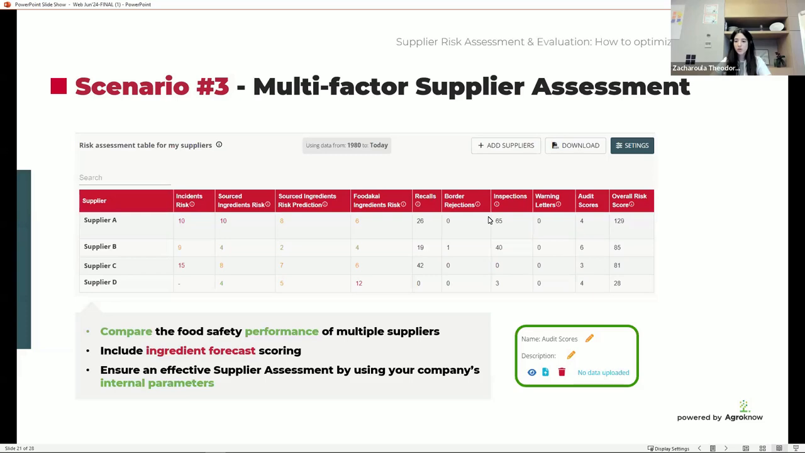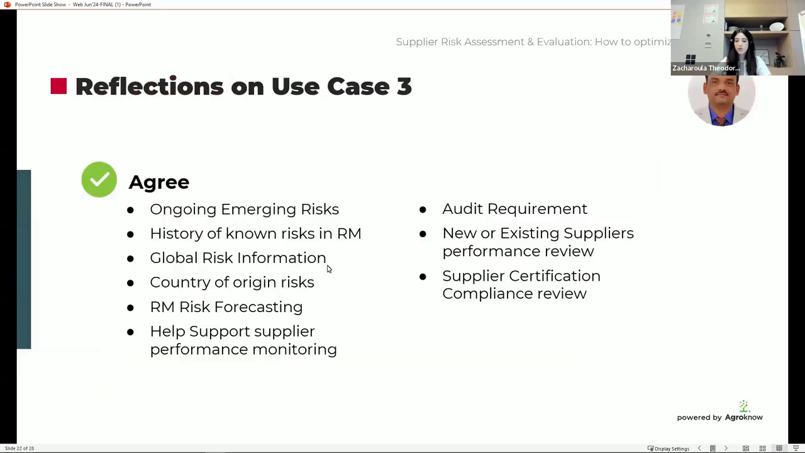And of course, finally, we will hear from Viz. What do you think are the best practices for performing a supplier risk assessment?